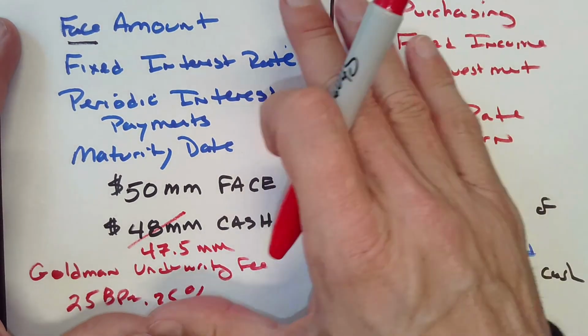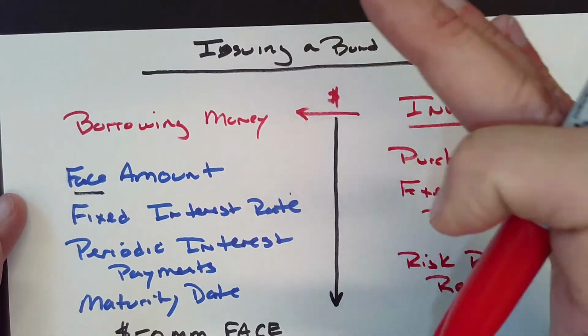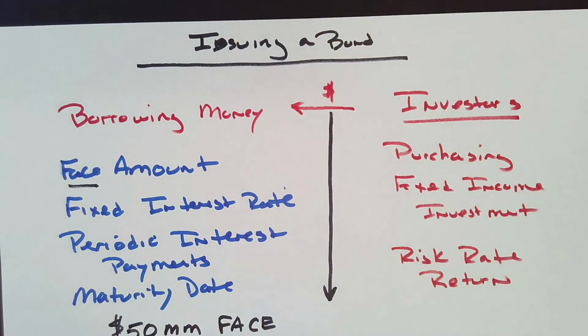And in class, we'll do an example of showing the issuance as well as what you do every single pay period, every single time you make a payment on this particular bond.